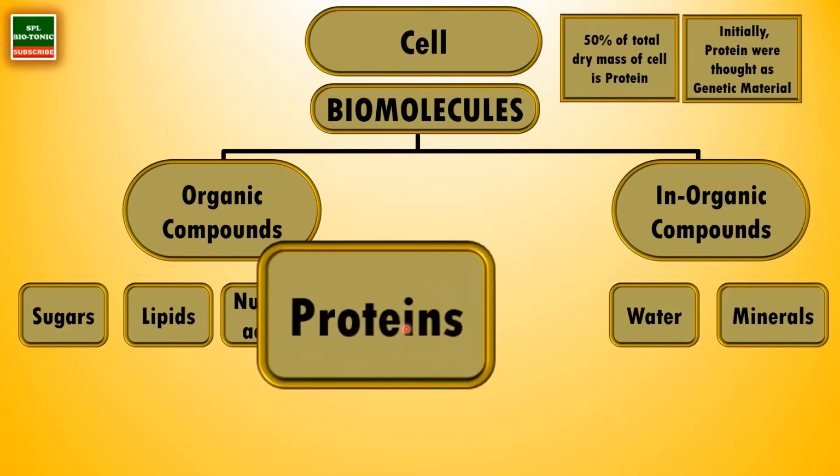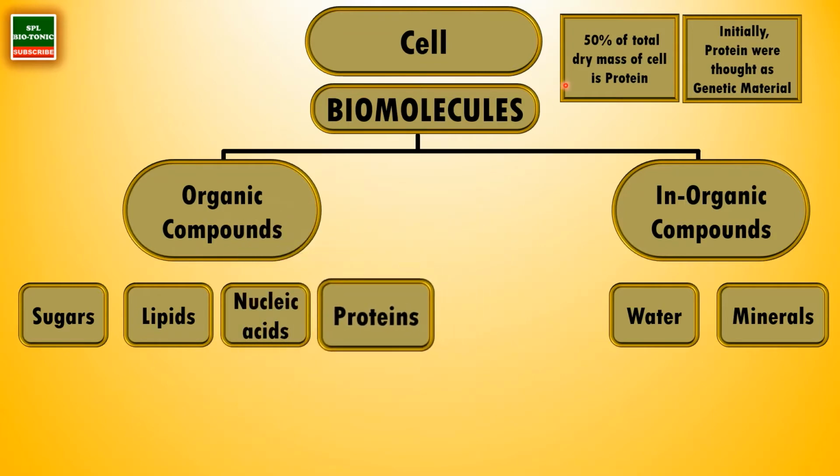Now if you look at the proteins, protein constitutes almost 50% of the total dry mass of a cell. What is the meaning of this? If you remove all water from the cell, then the remaining part of the cell is called the dry mass of the cell. So in that, 50% of this total dry mass of the cell is made up of protein. Secondly, proteins are abundantly found in the cell. Therefore, they were thought of as genetic material. Later on, we know that many scientists proved DNA as genetic material.